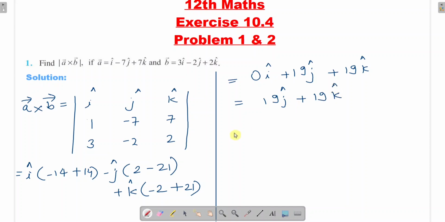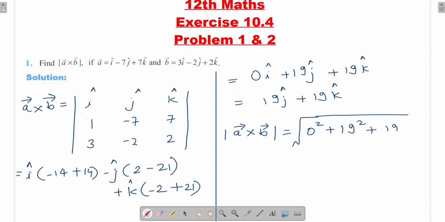Now we have to find the magnitude of the vector. So we have to write magnitude of cross product A bar B bar. So what you will get here? So root of 0 square, because the coefficient of i cap is 0. So 0 square plus 19 square, right, plus 19 square.